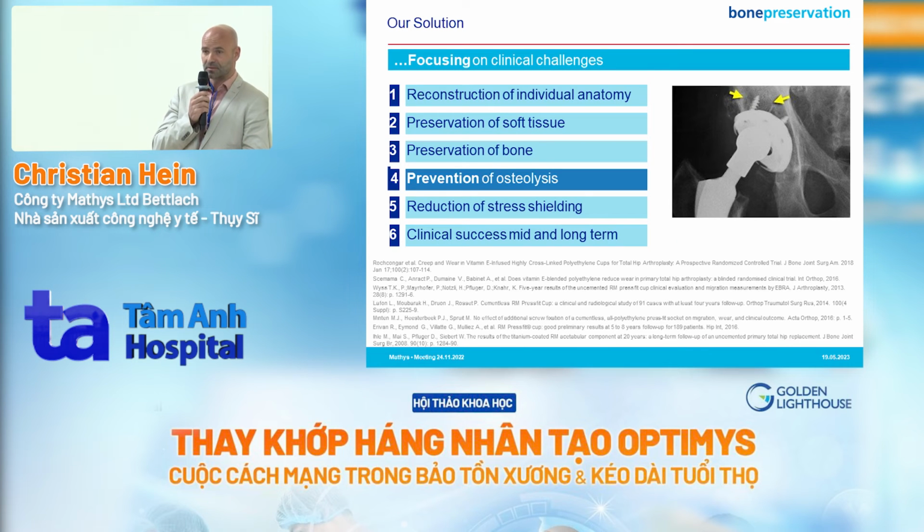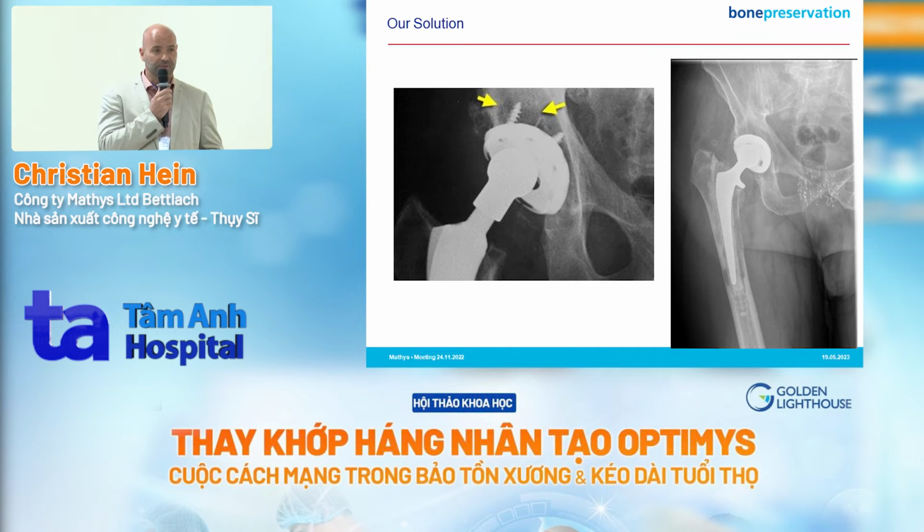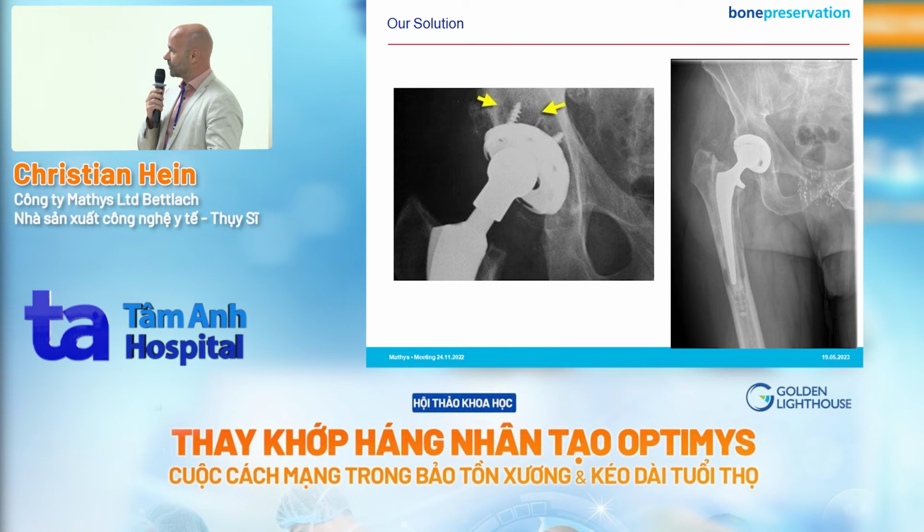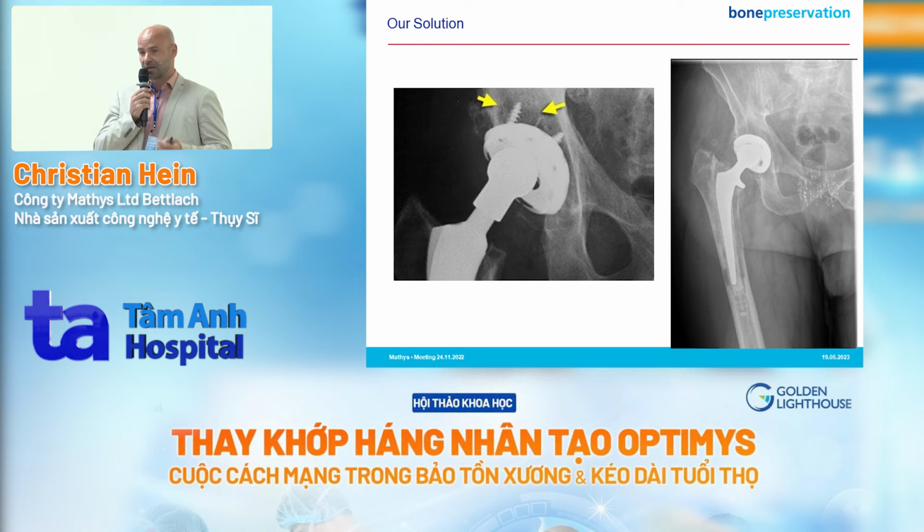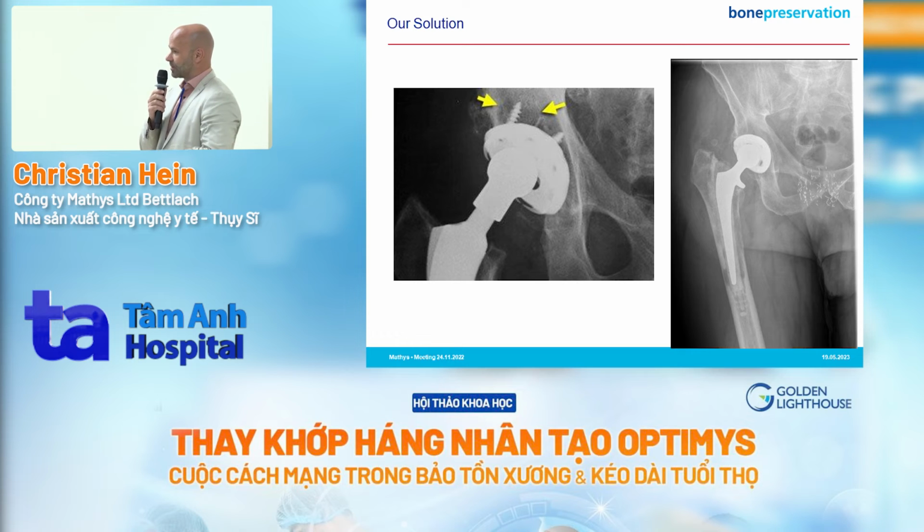Osteolysis. Of course, we are talking about highly cross-linked polyethylene, we are talking about vitamins, but still, osteolysis is still a concern with modular cups due to the modularity. Every time you have some modularity, polyethylene is going to get through these screw holes, and you do have this kind of backside wear, which results by the end in a revision.